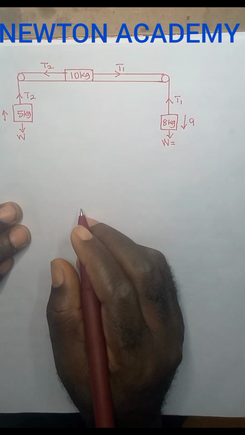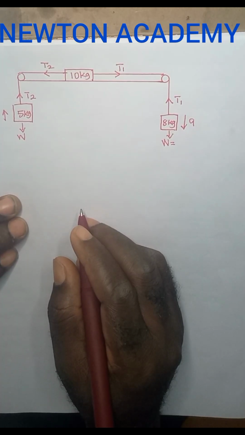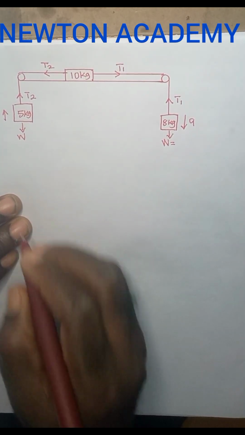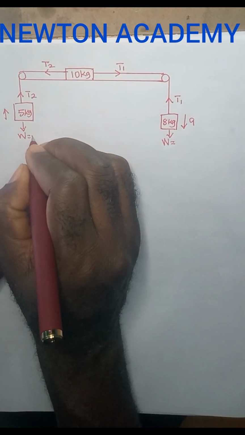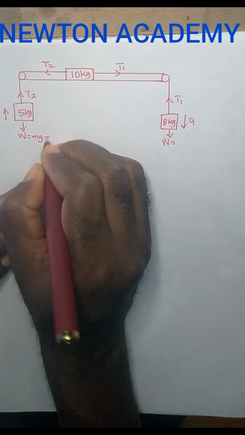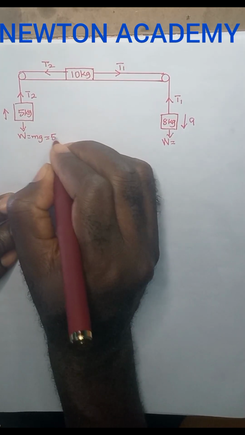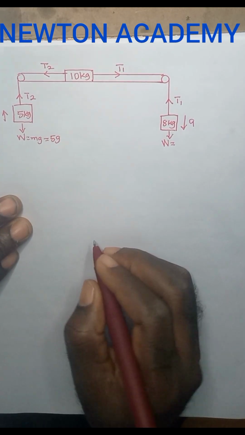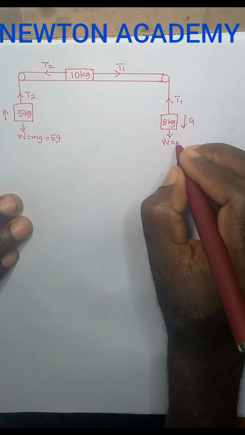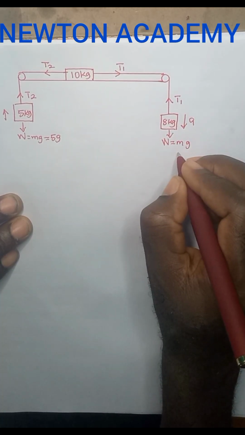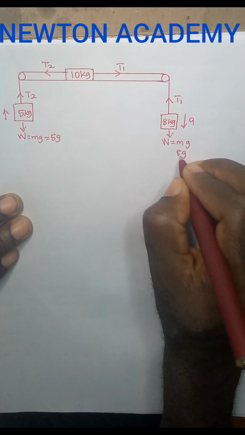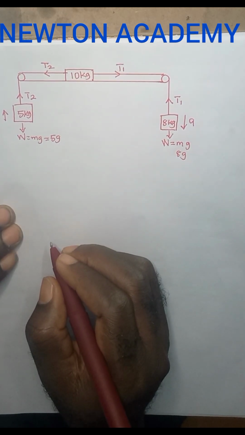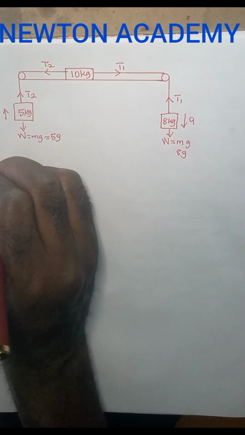Now, as usual, we are going to write the equation of motion for all the three masses. Now, we know that the weight is equal to mg, which is 5g in terms of acceleration due to gravity for this one. That of this one is also mg, which will be 8g in terms of acceleration due to gravity. Now let us write the equation of motion.